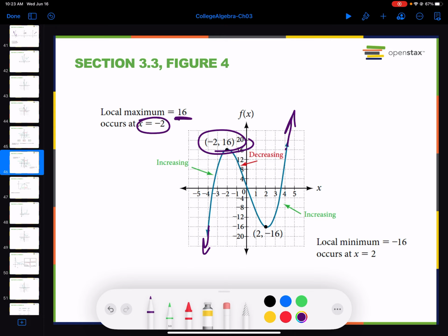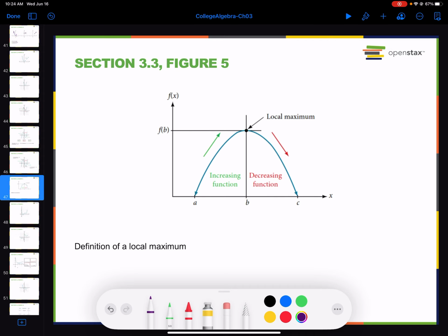Now looking at our local minimum, that appears to occur right here when x equals 2 and y equals -16. So our local minimum is at -16, and that occurs at x equals 2. Here's another example. We've got a function that's increasing to here, and then it starts to decrease, and we end up with a local maximum.